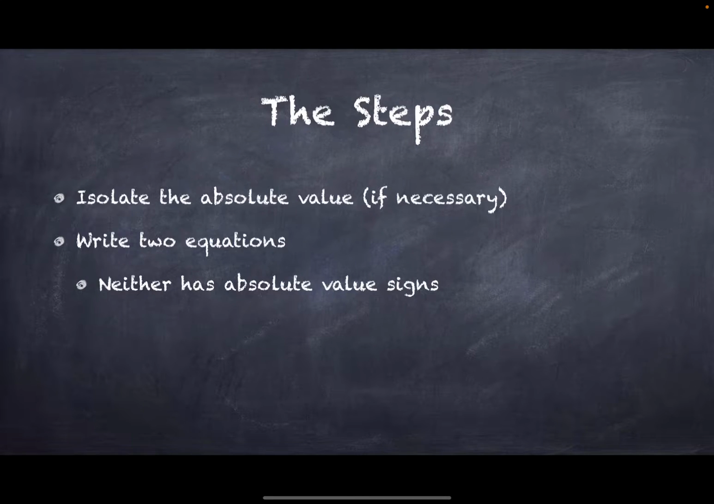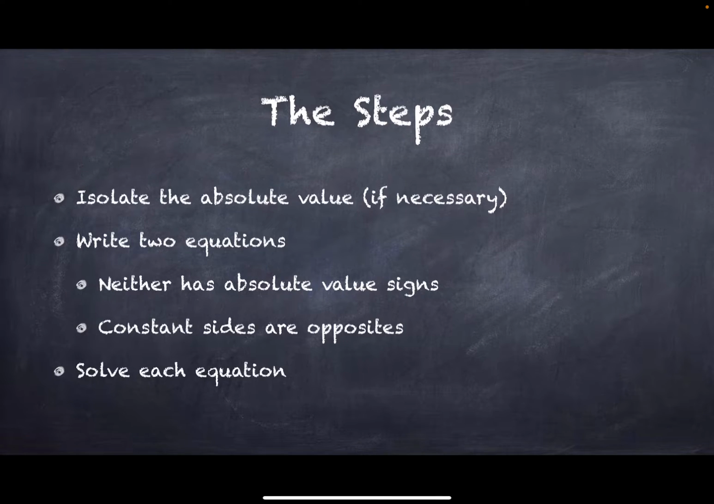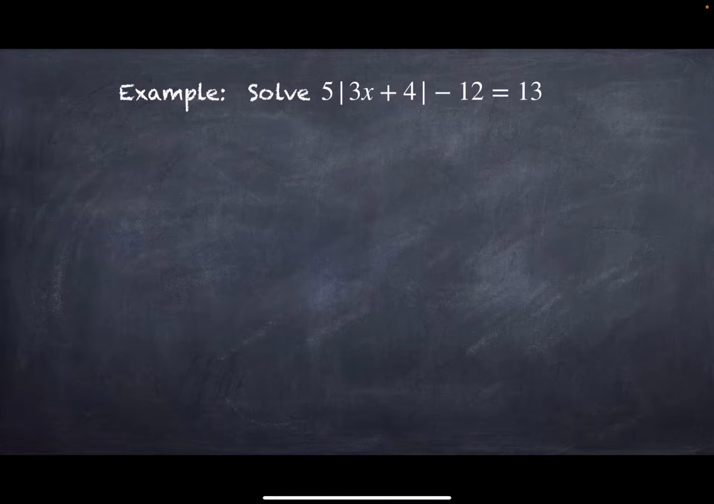Remember that neither of those two equations will have absolute value signs, and the constant sides are going to be opposites. And then you're just going to solve. So here's our first example. So we're going to solve this one.